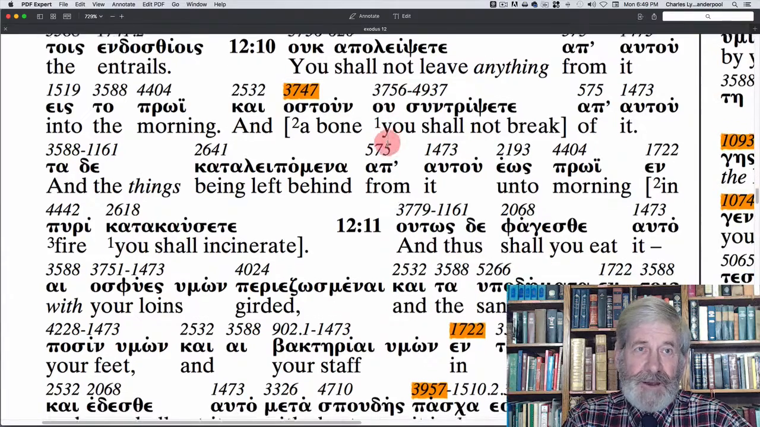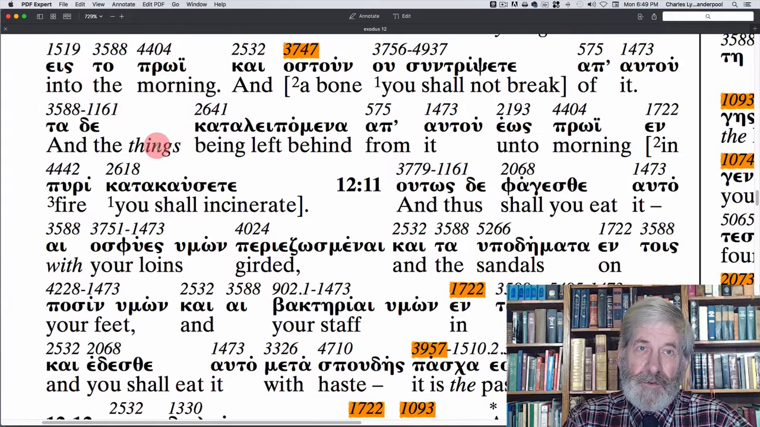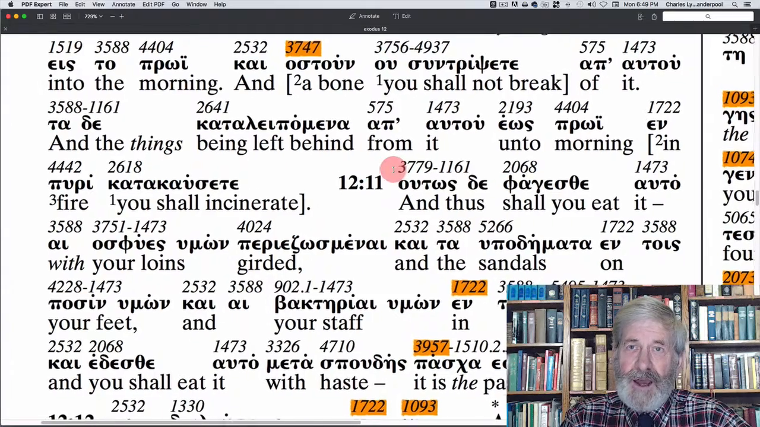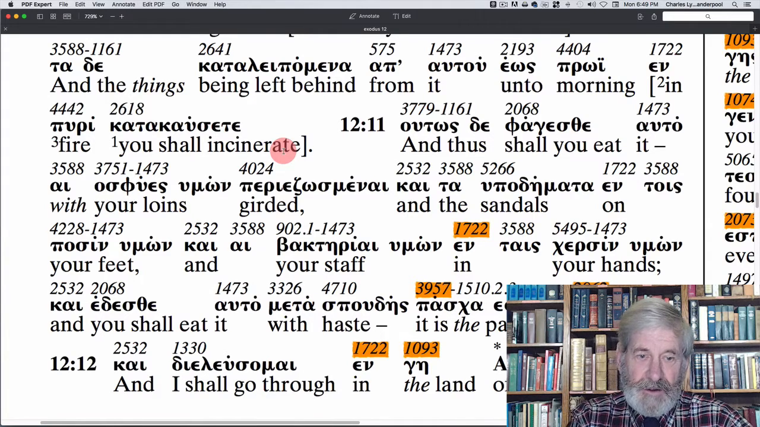So they're not to leave of it anything. So they could have burnt the hide and the wool, or whatever he had on a yearling. It didn't have very much wool, I don't think. And the things being left behind from it until morning, you shall incinerate in fire.